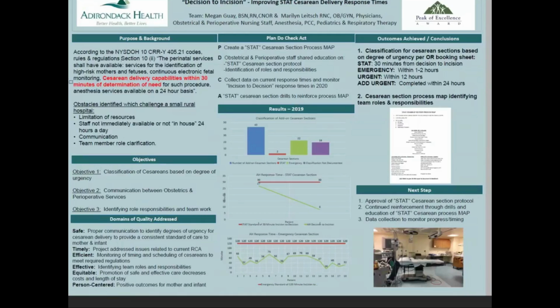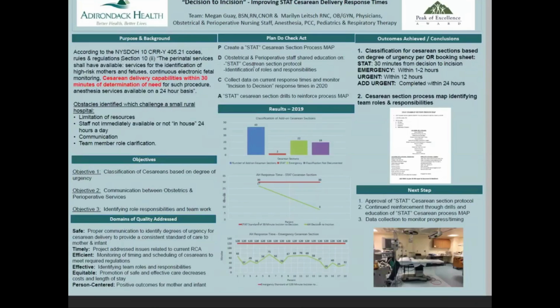The results of our look back on the C-sections that happened during 2019 were pretty telling. So what we looked at was the number of C-sections that happened, as well as the communication tool that existed that we were looking to change, and also response times. What was identified was that in 2019, 2 of the C-sections that were called were actually STAT C-sections versus emergency or urgent.